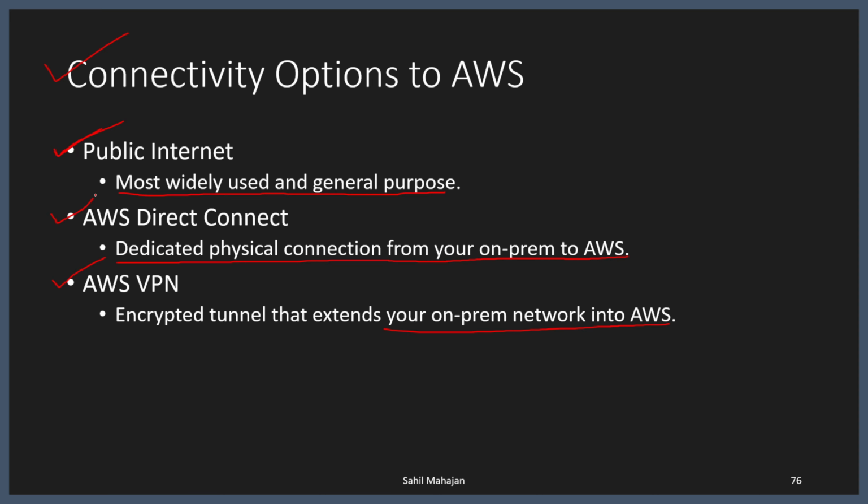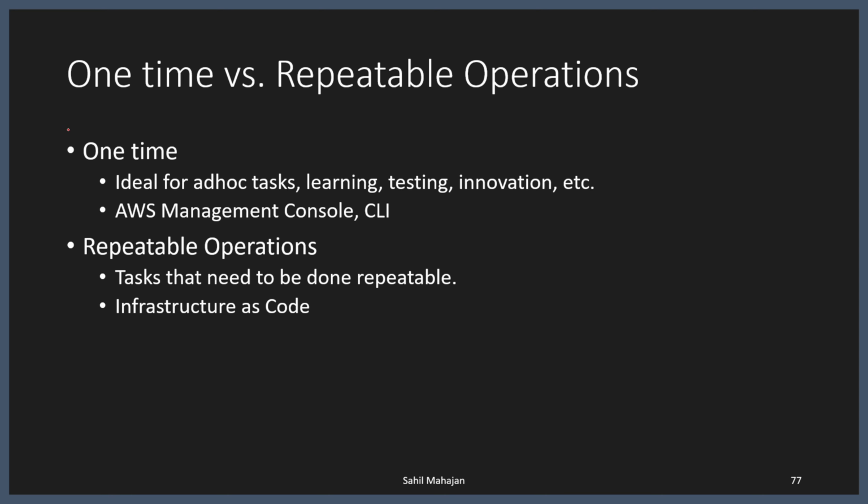Moving forward, we are now going to end this presentation by talking about one-time versus repeatable operations. One-time operations are ideal for ad hoc tasks. You want to learn something, you have POCs, you want to test something, you want to innovate something, you go for one-time operations. You can do that either through the UI, so you go to the management console, or you can do it through the CLI too. This is really just for one-time or a couple of time operations. This is not something that you would want to do again and again.